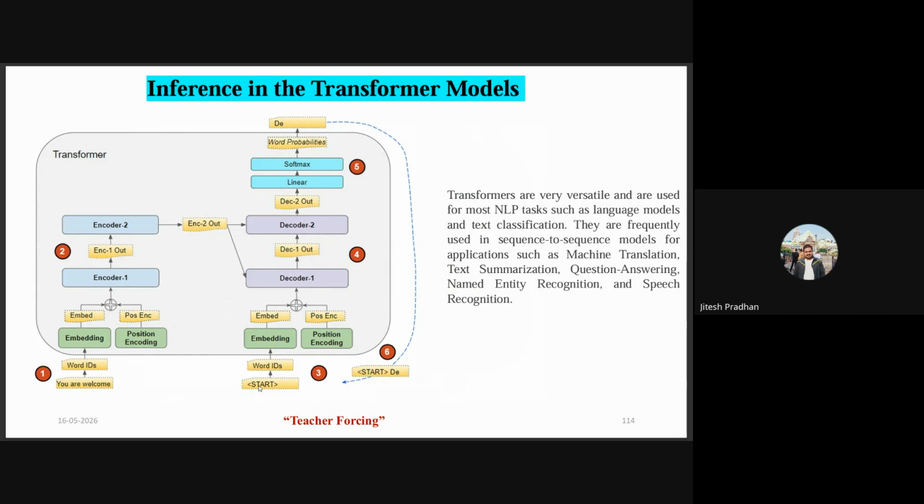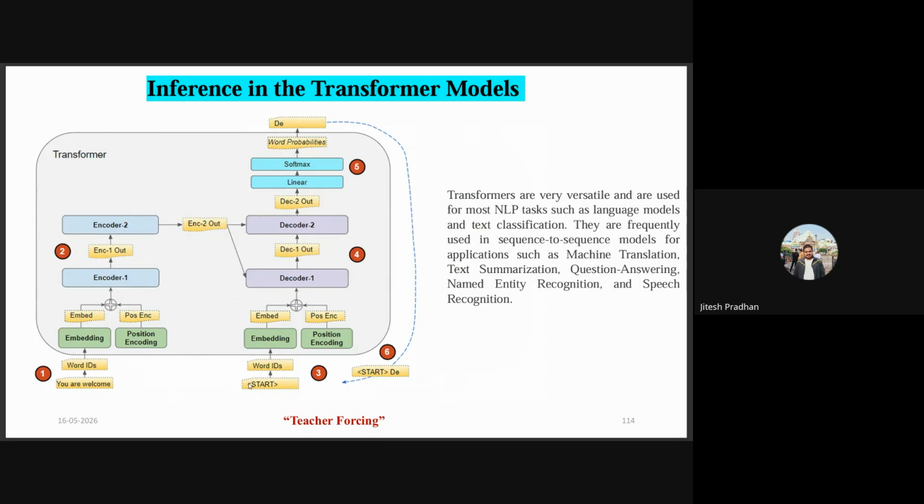Now in this case it has begun. Look here, there is nothing here now. Now it will be a start vector. A start vector is just to initiate the process. We are not passing any target output here. Now how does it work? For "you are welcome", its embeddings will be generated and its positional encoding will be generated. Both will be concatenated and passed to the encoder. This encoded output will be passed to encoder 2. The encoder 2 output will be generated and passed to the two decoders. Now what happens?